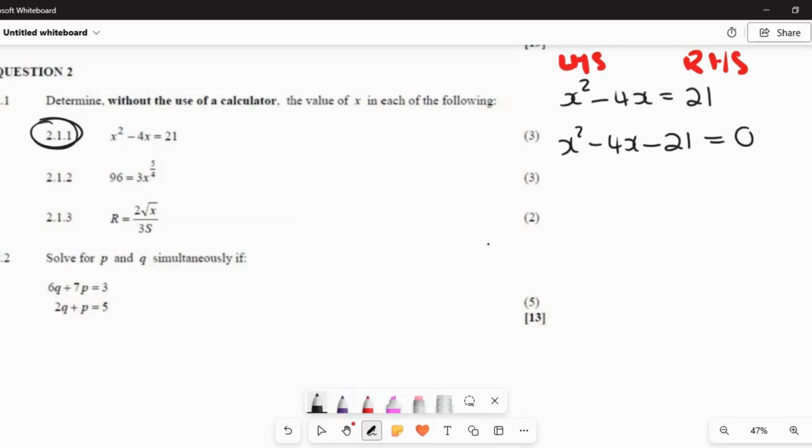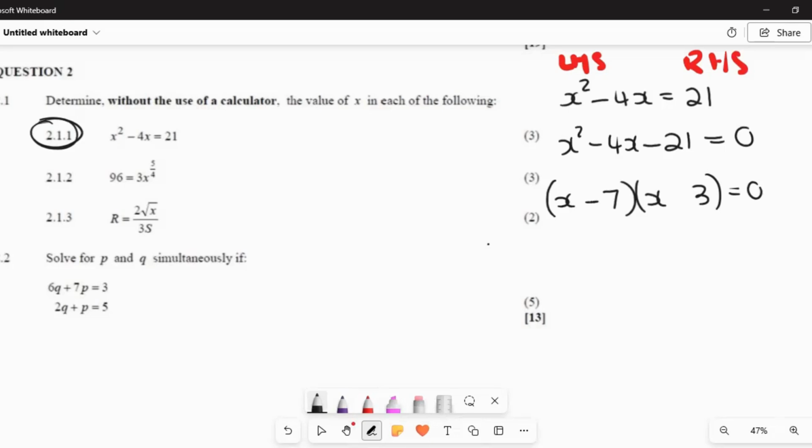And then we factorize our left-hand side, therefore we're going to have two brackets. Then I'm going to have x there and x there. And then those two factors of 21, which when we multiply give us 21, but when we add or subtract give us 4. Those two are 7 and 3. Remember, 7 times 3 gives us 21, and 7 minus 3 should give us -4.